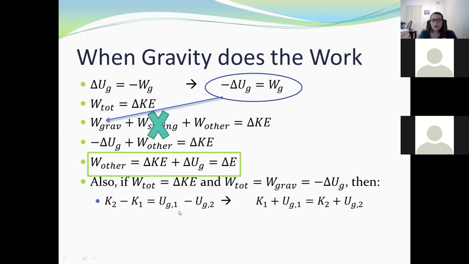Anyway, we can then rearrange this equation to get K1 plus UG1 equals K2 plus UG2. And that is another really important equation. I'll pause there for a moment in case you want to write it down real quick. But we'll be using this equation quite a lot in the next couple of days.